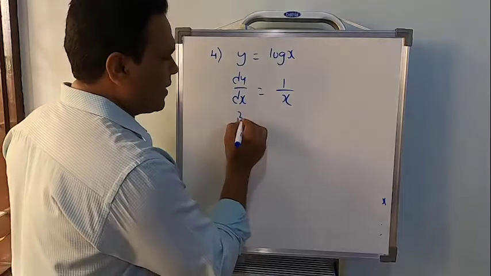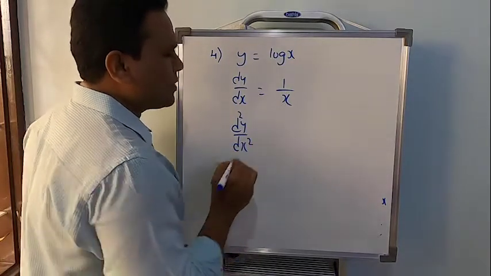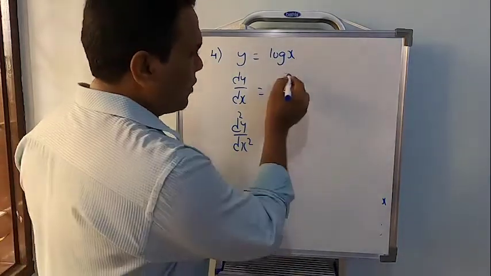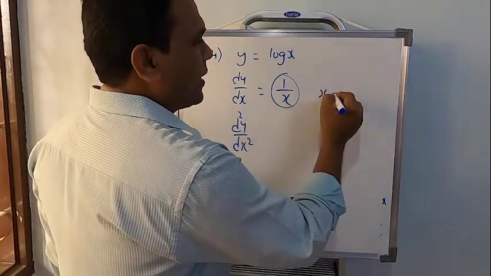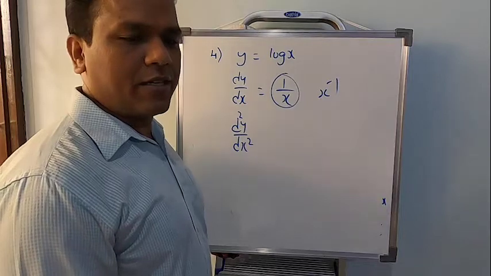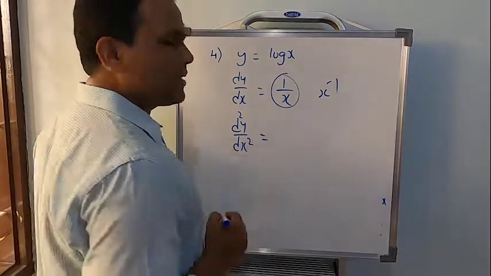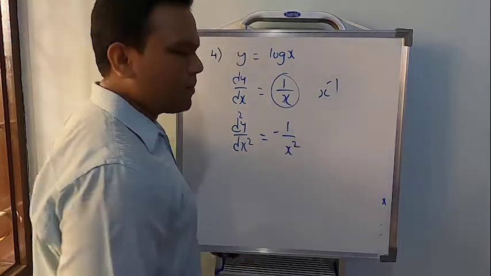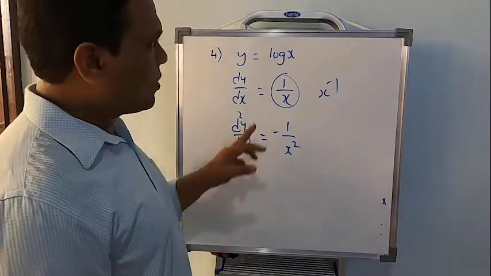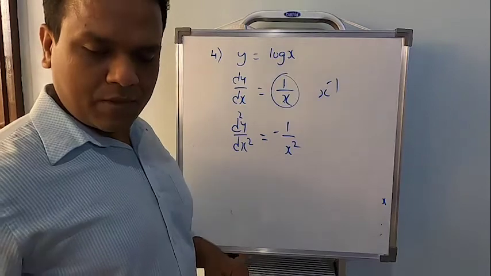Now second time when I want to differentiate, students, as we already know differentiation of 1 by x directly as a formula. If not, you know what to do. You have to take it as x power minus 1 and then differentiate it. So let's go for the second time derivative. Differentiation of 1 by x is going to be minus 1 by x square. So that's the second order derivative of log x.